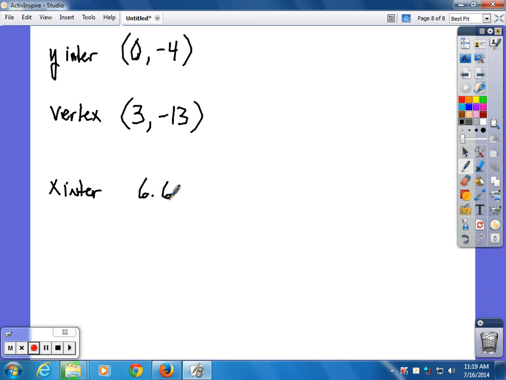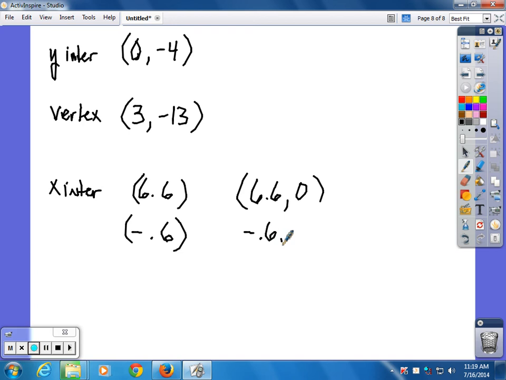You just wrote the Y-intercept. 0 to 6.6. It's supposed to be 6.6 and 0. And negative 0.6. Yeah, but this is the way you write it. You had 0 and 6.6. It's supposed to be 6.6 comma 0. You said 0 comma 6.6. That's the Y-intercept. So this is the X-intercept. Negative 0.6 and 0. So draw it. Sketch it, I'm sorry.